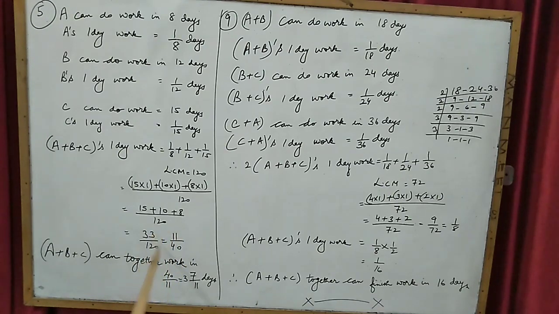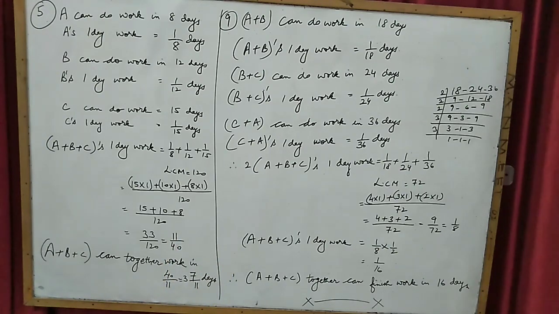So we will take the reciprocal of the 1 day's work, 11 upon 40. The reciprocal will be 40 upon 11, 11 into 3 is 33, and 7 left, so 3 and 7 by 11 in mixed number. That many days is the answer.